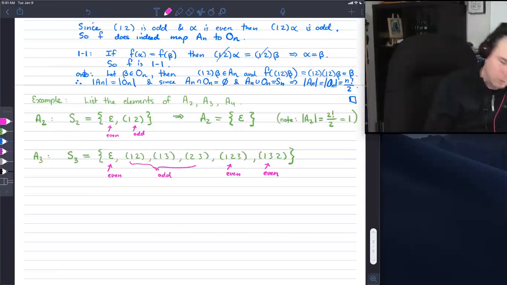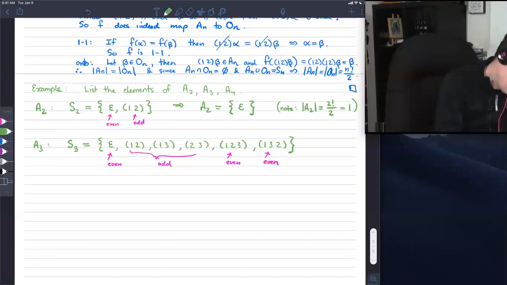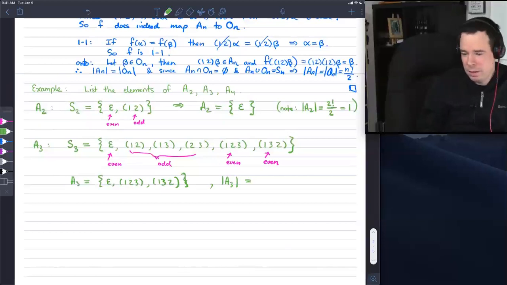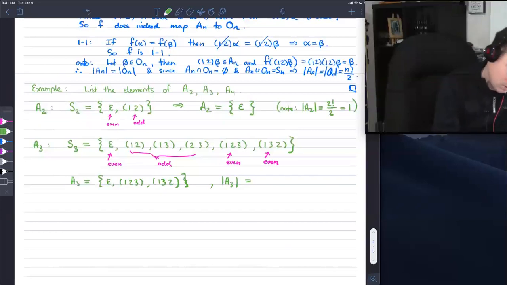They're just single 2 cycles. 1 2 cycle, 1 is an odd number. So each one of them is an odd number of 2 cycles. So that means that A3 is equal to the identity, (1 2 3) and (1 3 2). And again, what is our theorem telling us? Our theorem's telling us we should be able to work out the value of the cardinality without even having to work out all the individual permutations first. That tells us that it should be 3 factorial over 2, or 6 over 2, or 3.